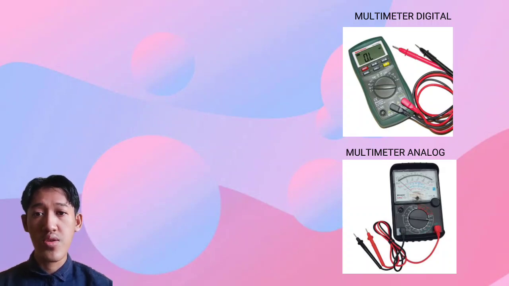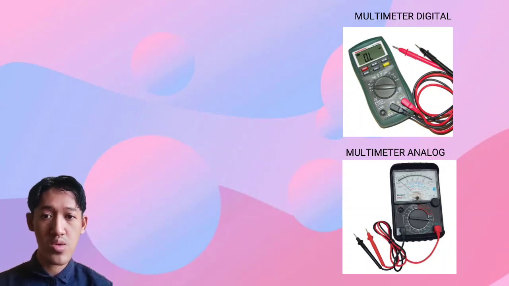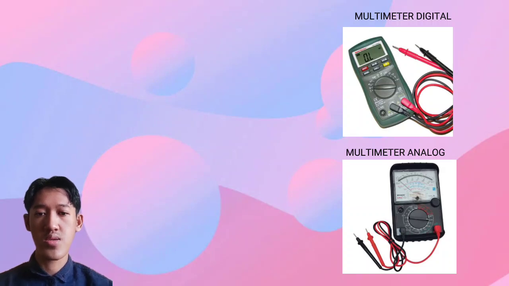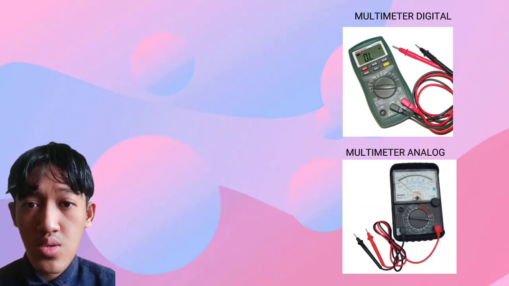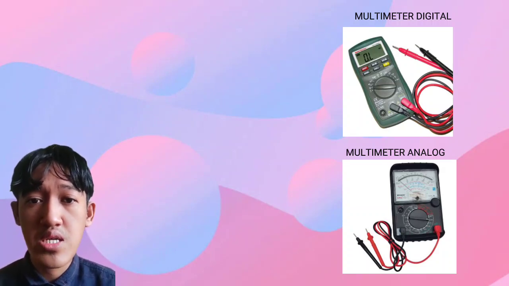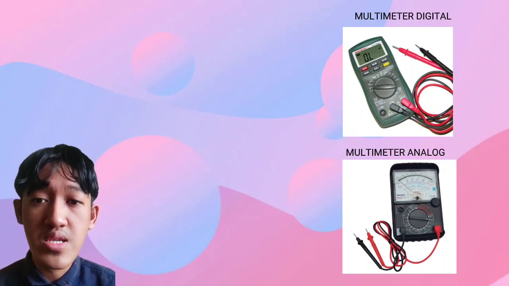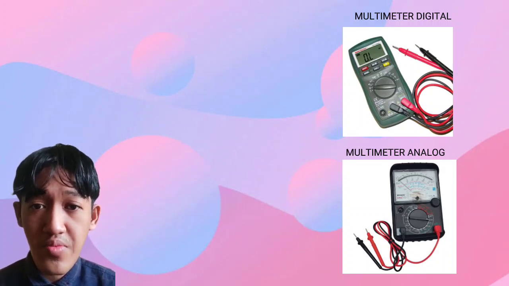A multimeter is a measuring device used to measure voltage, resistance, and electric current. In its development, it can be used to measure temperature, frequency, and others. There are two types of multimeters to be aware of. The first is 1. Analog multimeter.